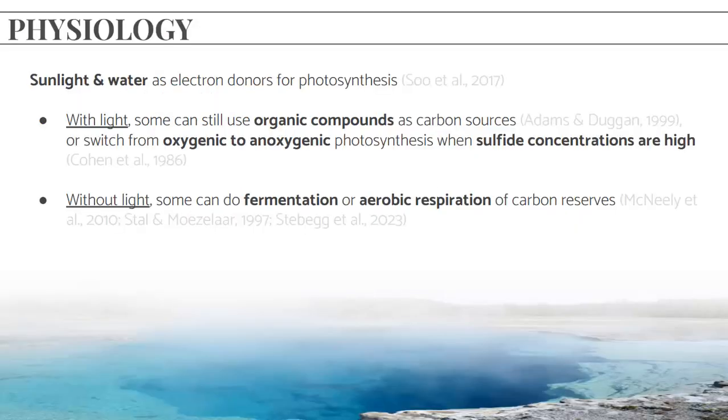For their physiology, they use sunlight and water as electron donors for photosynthesis. But in the presence of light, they can still use organic compounds as carbon sources or switch from oxygenic to anoxygenic photosynthesis when sulfide concentrations are high, producing sulfur. In the absence of light, some species do fermentation or aerobic respiration of carbon reserves.